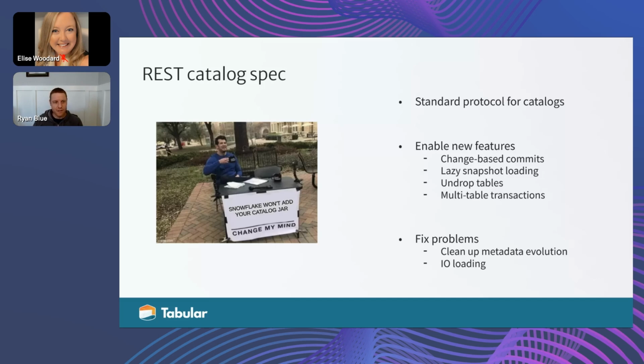REST and JSON are very portable, easy to use across languages. And we also could then extend catalogs with a number of new features. And those we're really, really excited about as well. So two that have already landed are change-based commits and lazy snapshot loading.